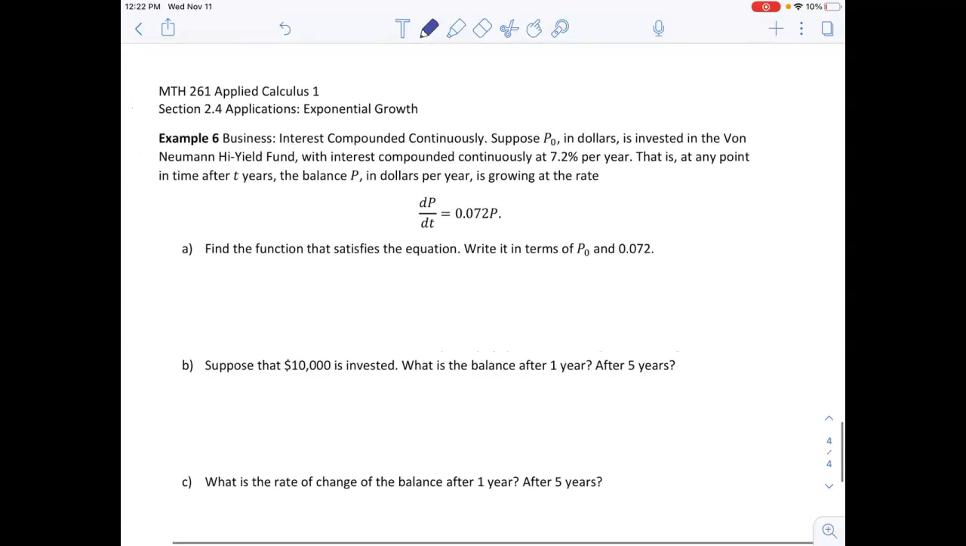So let's see. I got example 6 and 7. This will be a shorter video. In business, interest compounded continuously. So what we know is that A equals P times e raised to the RT power.